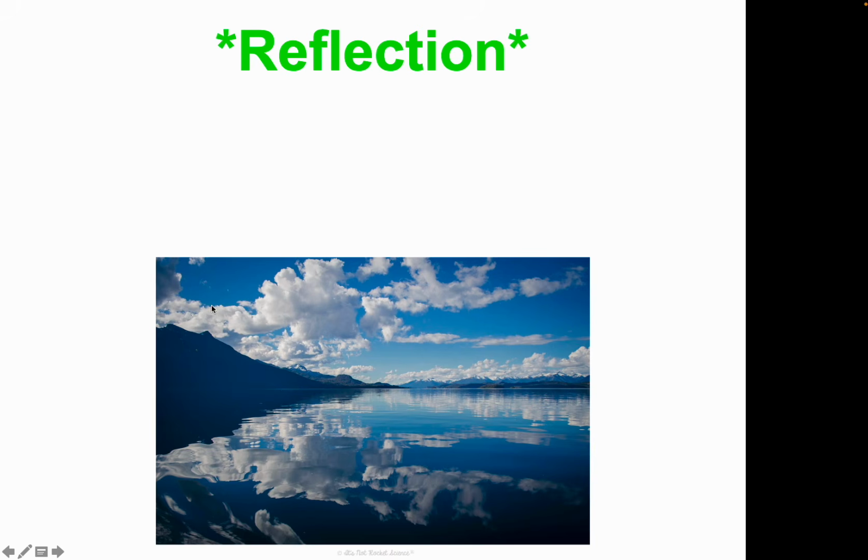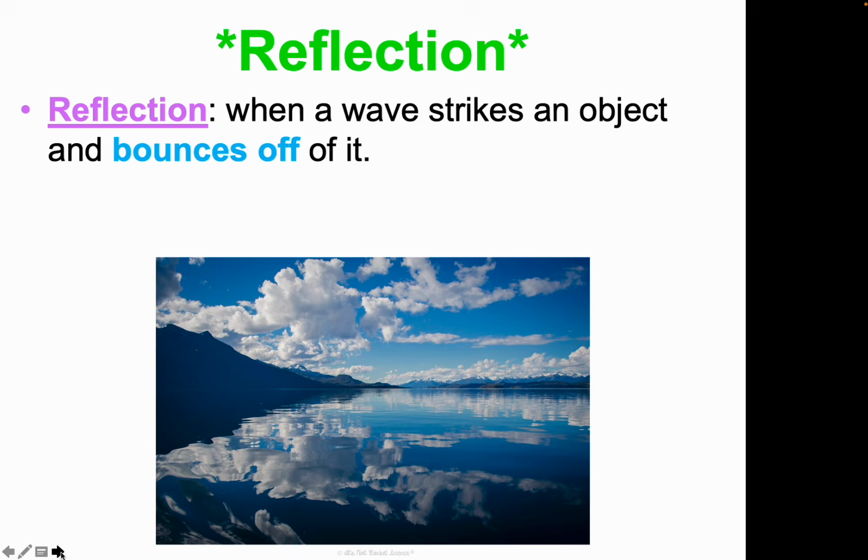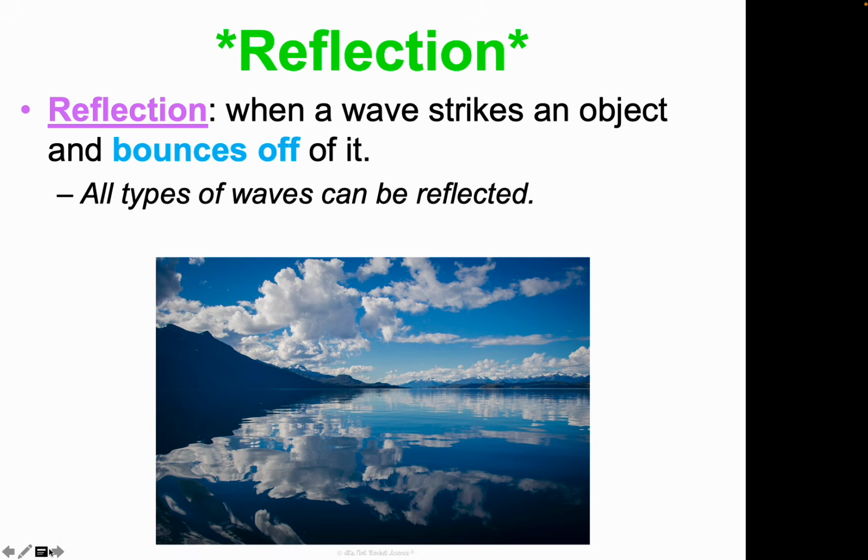So first one we're going to talk about is reflection. This is probably one behavior of a wave that you're the most familiar with. This is when a wave strikes an object and bounces off of it. So light is striking the surface of this water and it's bouncing off of it, and that's what's giving us this reflected image. Now, all types of waves, though, can be reflected.